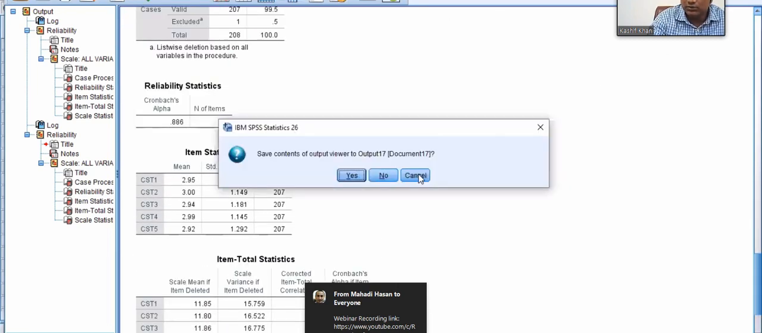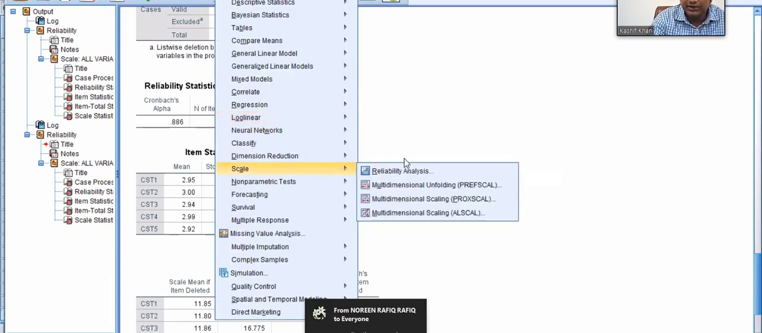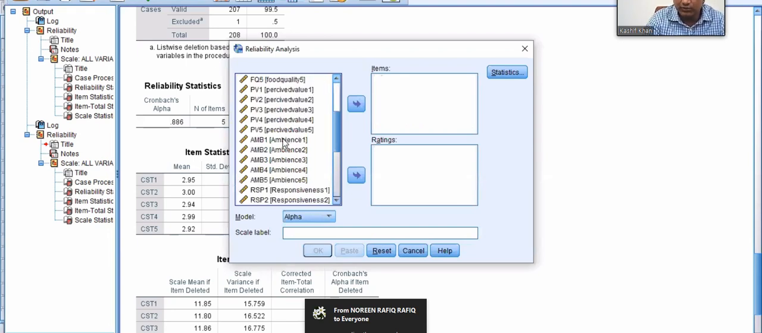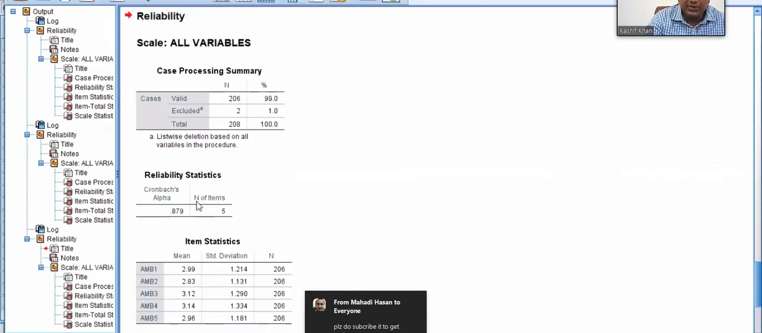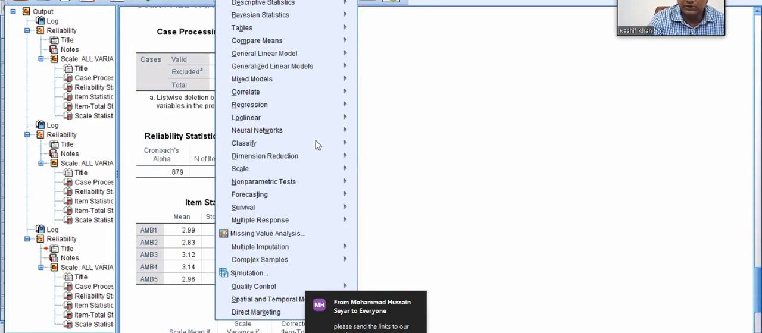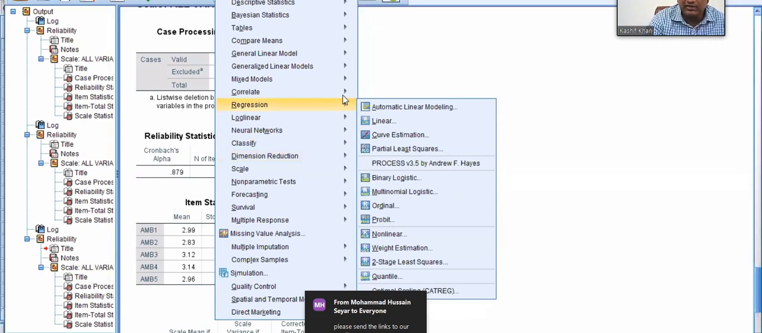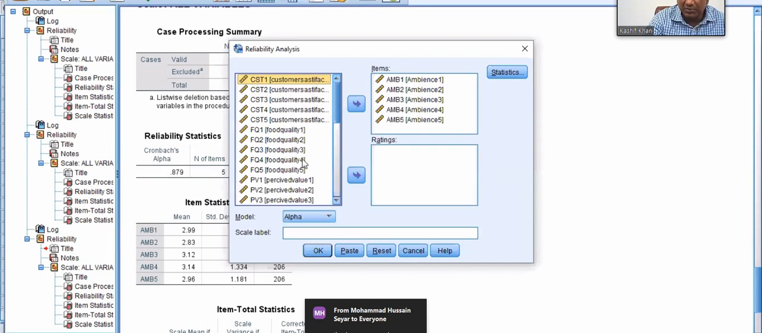Okay, cancel, and let's do another one. Scale, reliability. Let's do ambience. The statistics are already there. Scale, item, continue, and again ambience is 0.87, and this appears to be the highest possible. Let's do another one. We need to do it one by one. Don't do it all together. Do it only on the items, one by one for each variable, for each construct.